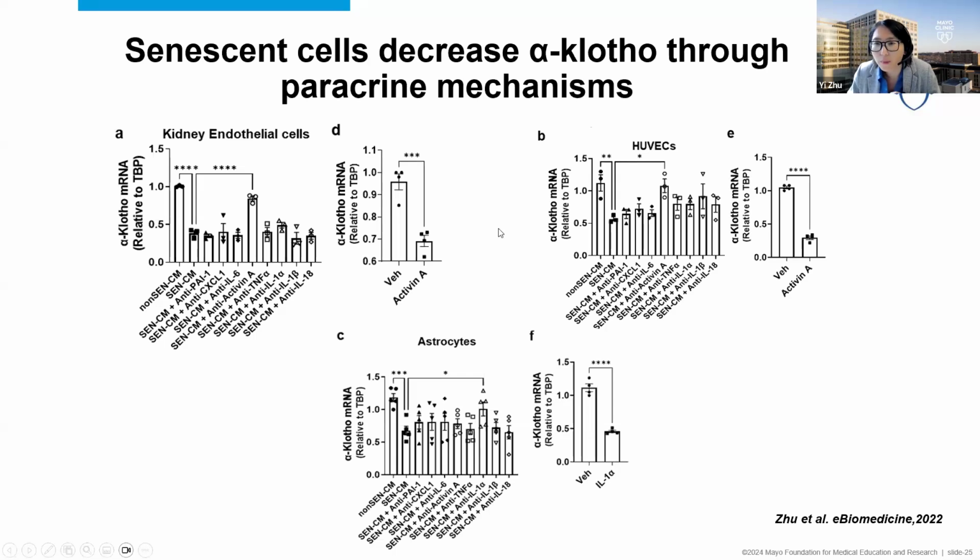So from these results, we know that senescent cells can decrease alpha-klotho through paracrine effects, and for different cell types, they may use different SASP components to decrease alpha-klotho. This also gave us a rationale for why we should target the senescent cells instead of each individual SASP factor. By targeting the cells, we basically target those factors as a group.